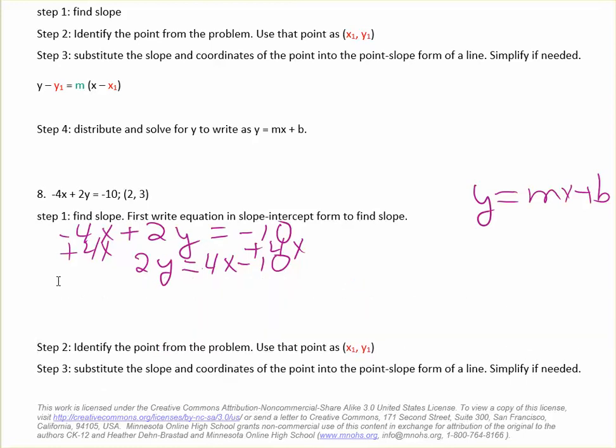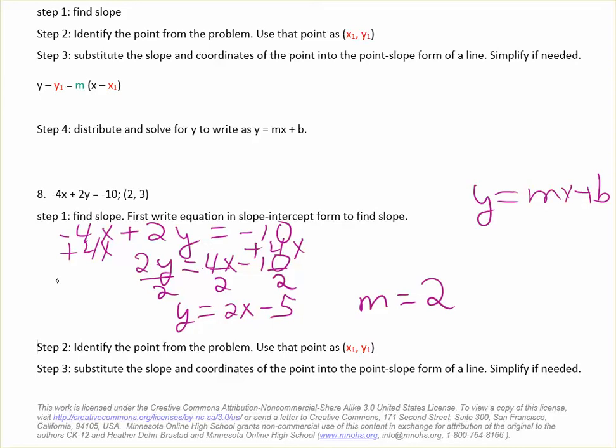Now we want y by itself. We don't want it to be multiplied by 2, so we have to divide every term by 2. So 2y divided by 2 is y equals 4x over 2 would be 2x minus 10 over 2 would be minus 5. Now we can tell what the slope is. The slope is the number that's being multiplied by the x. It's 2. We don't use the minus 5 for anything, by the way.